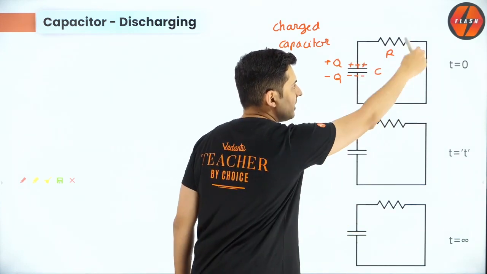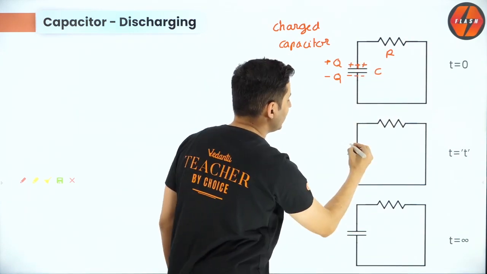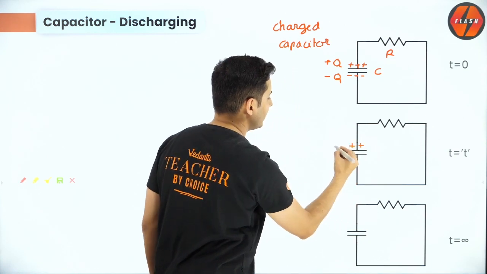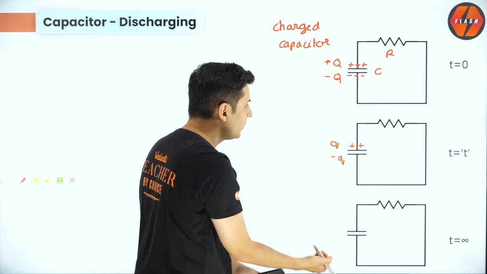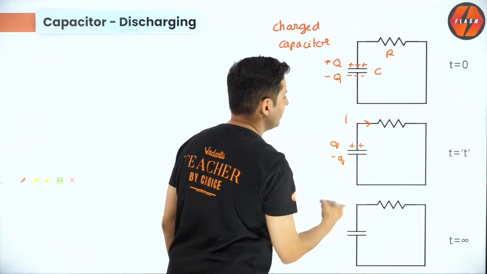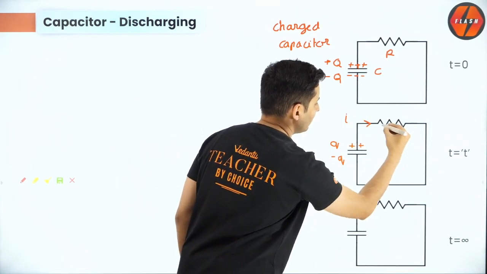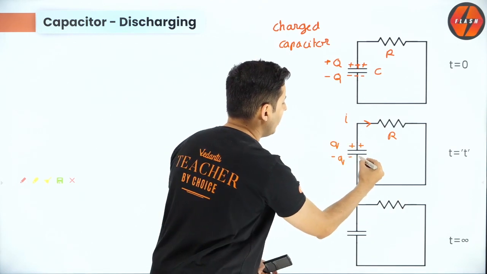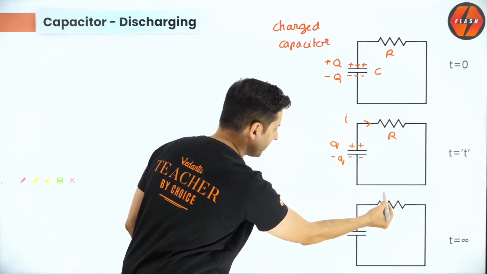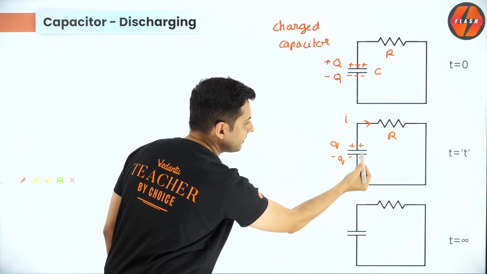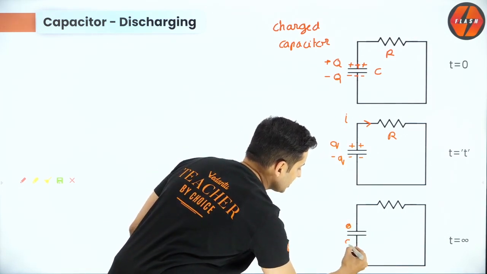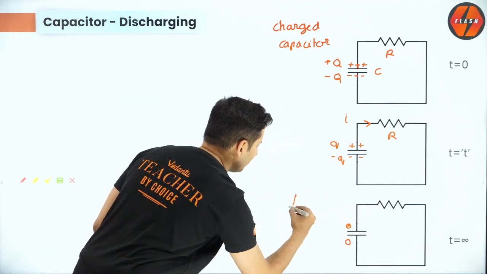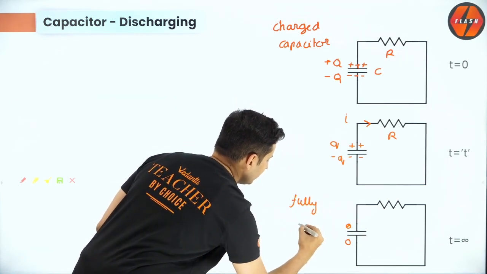Now the moment the circuit is complete, the charges will begin to flow, the charges will decrease. At some time the charge will be, let's say, small q. There is some current flowing across this resistor. Slowly you will see all the positive charges will go here and nullify these negative charges, till after a long time there will be no charge on the capacitor. This is fully discharged.